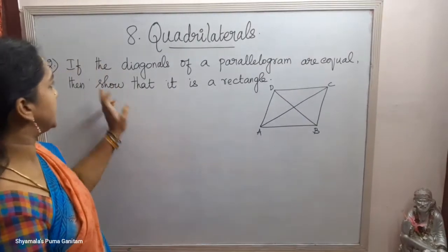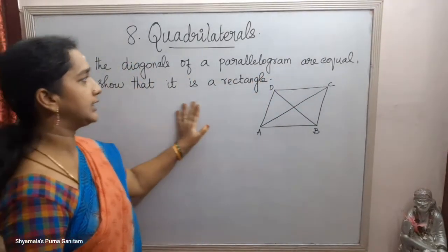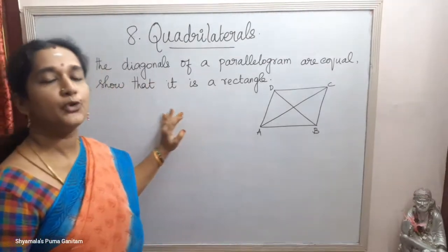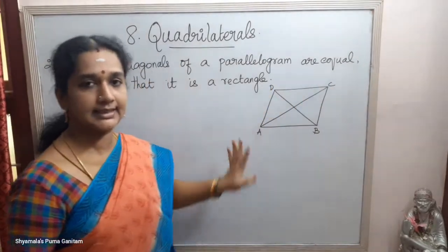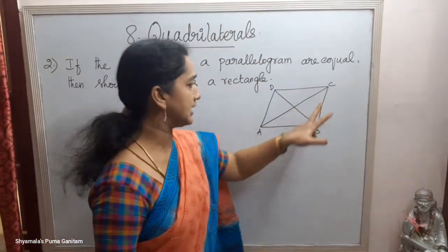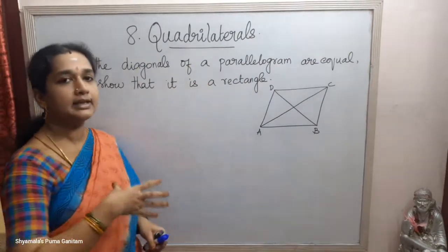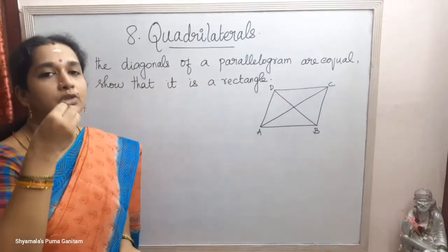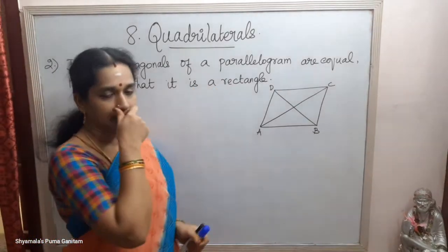Now next sum is, if the diagonals of a parallelogram are equal, then show that it is a rectangle. So for proving this, we will take ABCD. This is a parallelogram. In this, AC is equal to BD. According to the question, we will take two sets of triangles, prove the congruency. With the help of that, we will prove that it is a rectangle.